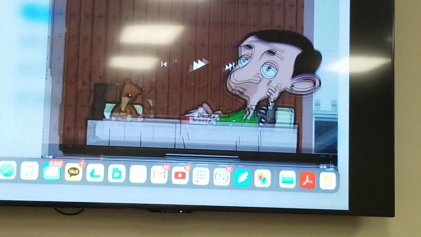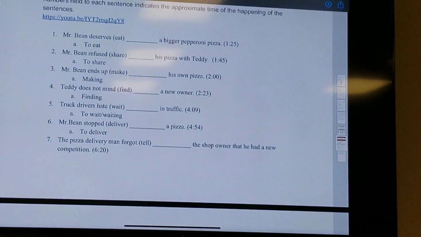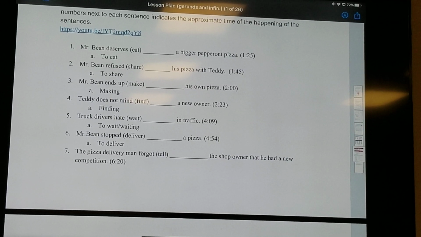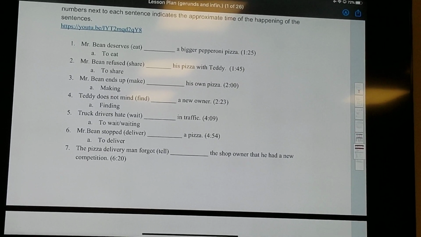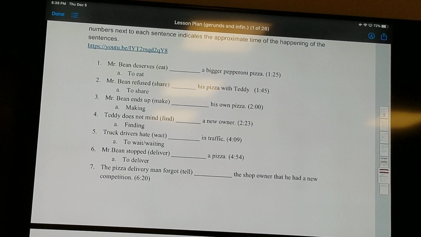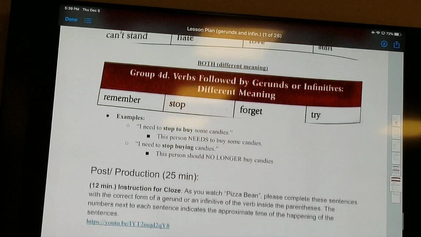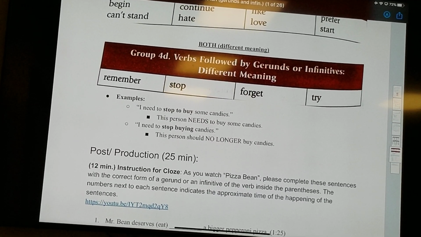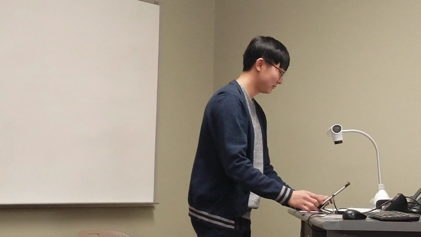Okay, for example, the first one is Mr. Bean deserves to eat or deserves eating. You choose one. Oh wait, the answers are there on the cover. Okay. A bigger pepperoni pizza, right? So that's how you do it. You understand what's going on, right? Oh man, I'm telling you everything.